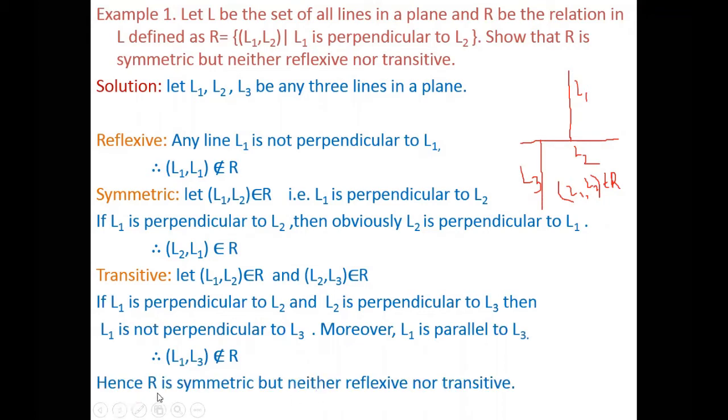So hence R is symmetric, right? This is symmetric, but neither reflexive nor transitive. Okay. Next.